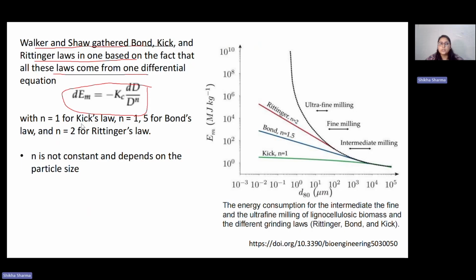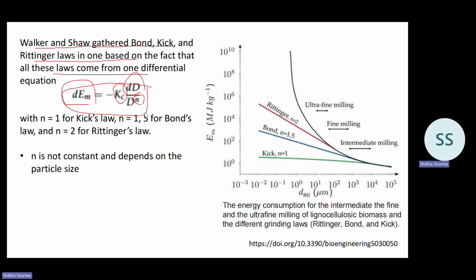And here, this is dE, which is for energy, equals minus k, which is the constant, times d to the power n, which is for the product dimensions. If n equals 1, it is for Kick's law, n is 1.5 for Bond's law, and n is 2 for Rittinger's law. And n is not constant, it basically depends on the particle size.